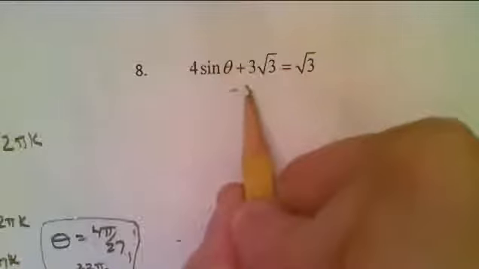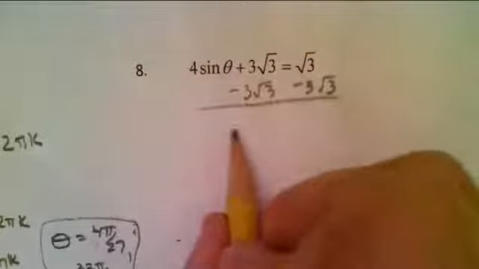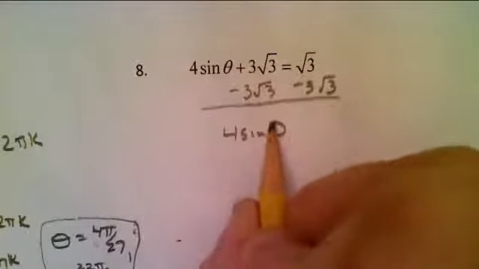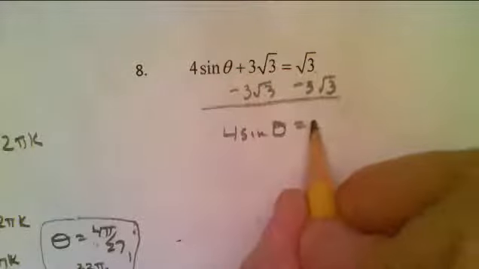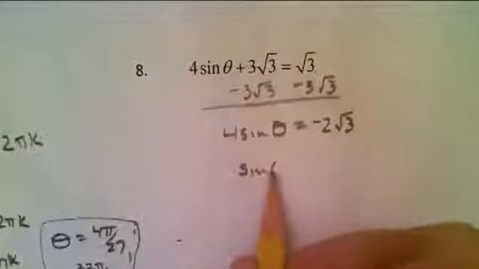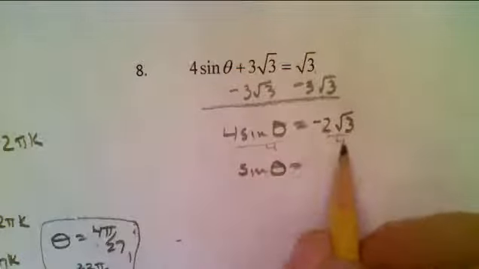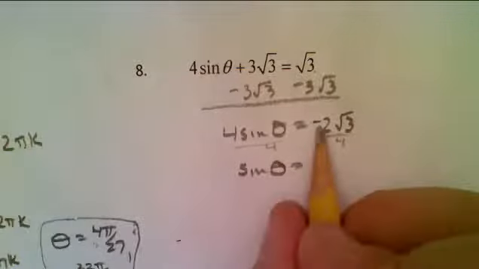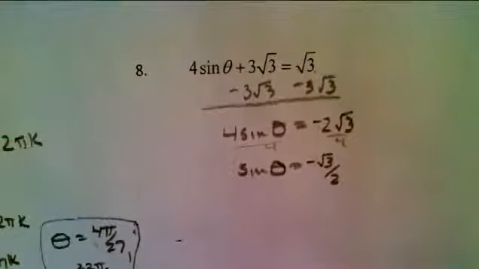Okay. This one we have to solve for sine first. So we subtract 3 radical 3. We have to make sure we know how to subtract radicals. So I have 4 sine theta. If I have 1 radical 3 and I take away 3 radical 3, that's negative 2 radical 3. Divide by 4. And when I divide by 4, negative 2 over 4 is going to reduce to negative 1 over 2. So it's negative radical 3 over 2.